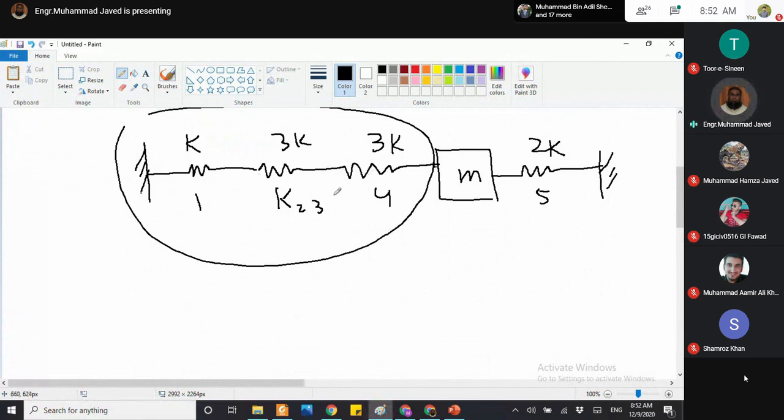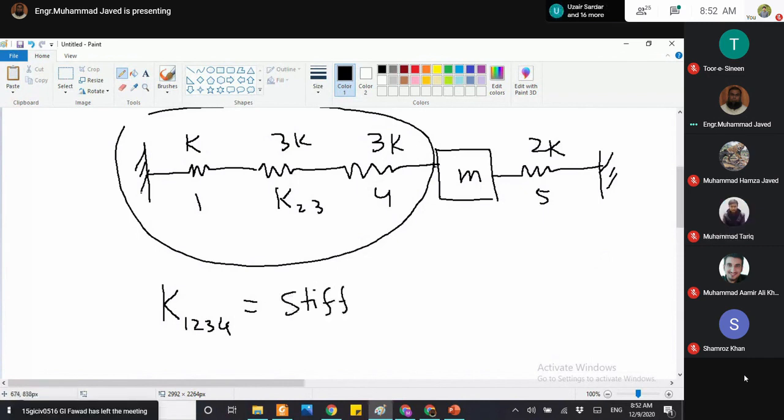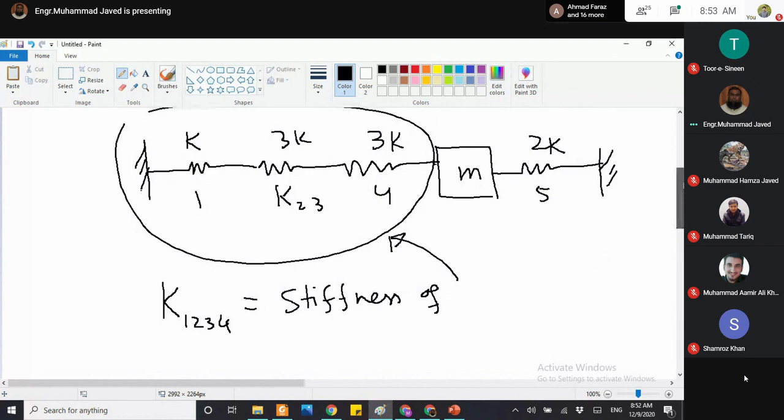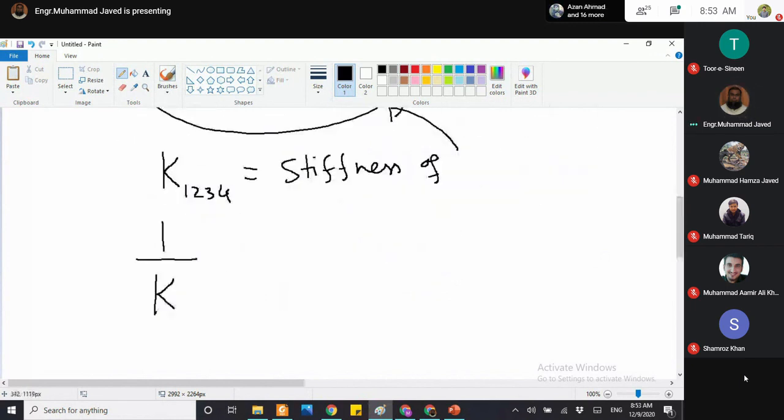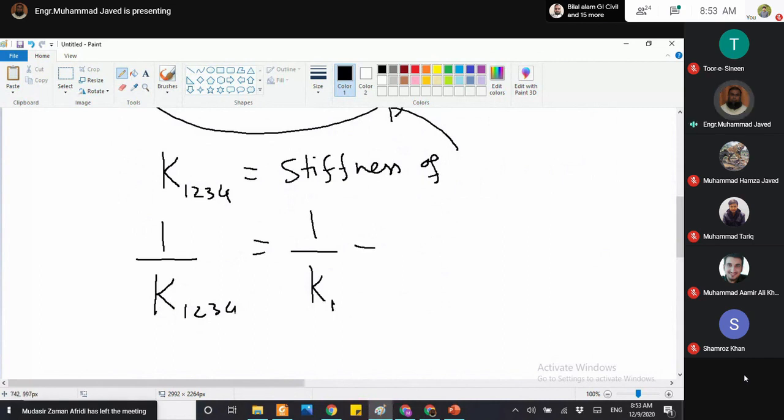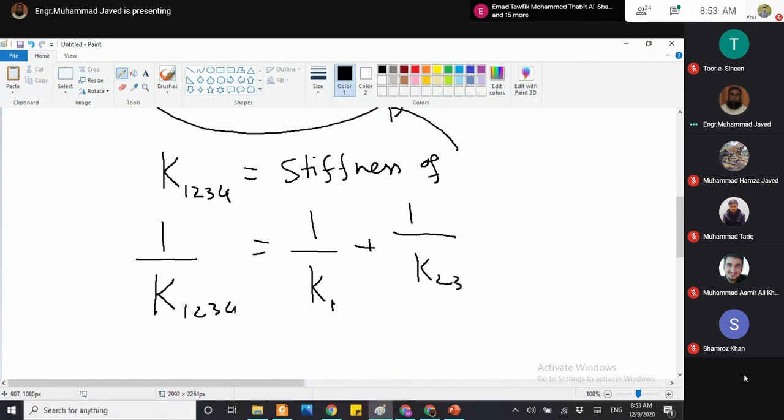So these three springs are actually springs connected in series arrangement, or in this case let K dash, say K1, 2, 3, 4 is the stiffness of these three springs, then we can use this equation 1 by K1 plus 1 by K2 3 plus 1 by K4.